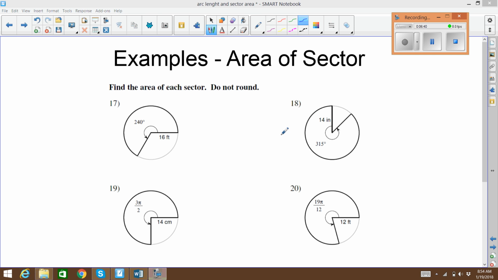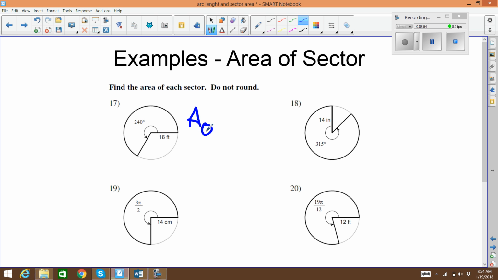Okay, so notice these examples are similar. They may actually be even the same. But we're talking about area of the sector now. We're talking about that area there. Okay? So, in this case, instead of finding the circumference, we're going to find the area of the circle.